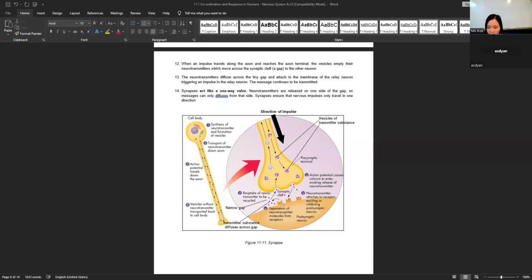Then we have separation of neurotransmitter molecules from receptor. So it will only activate the receptor for a moment. After that, it will be separated. And then the neurotransmitter will be reuptaken to be recycled. So it will be recycled back into the previous neurons. The vesicle without neurotransmitter will be transported back to the cell body so that new neurotransmitter can be produced in the cell body and it will then get packed back into the vesicle.